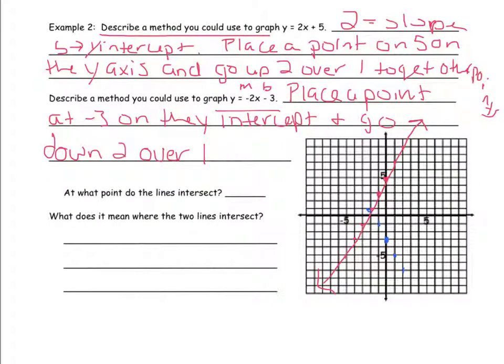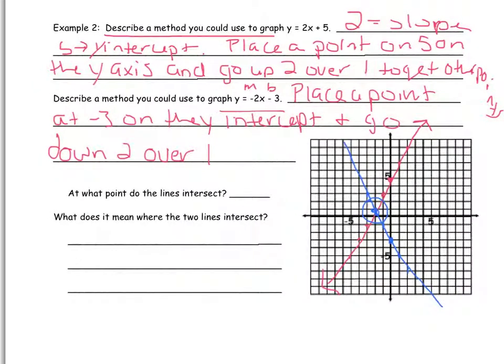Up 2 over 1, up 2 over 1. And actually, if I do this many times, it crosses at an actual point that I am plotting. So right here is my point of intersection. That is at, we have to go over -2 and up 1. So the solution is (-2, 1).